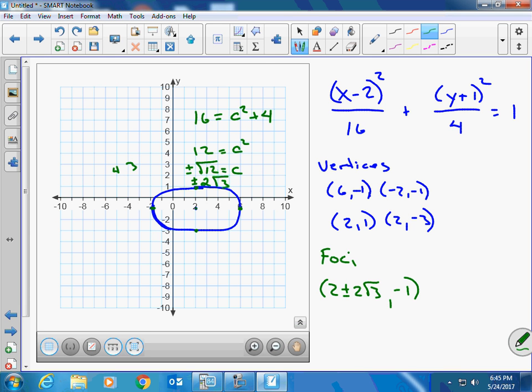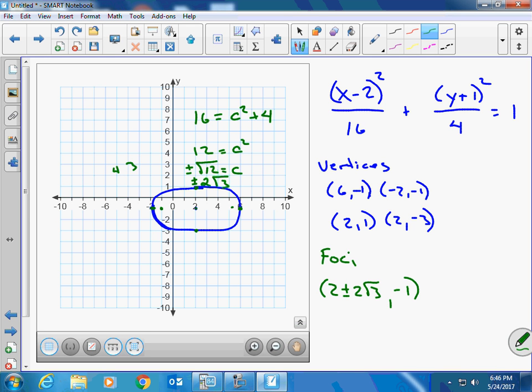What is the square root of 12? Well, the square root of 9 is 3. The square root of 16 is 4. It's pretty close to the middle. It's somewhere around 3.5, 3.3, 3.4. So I go out 3 point something units in each direction. We're almost out to the vertices.